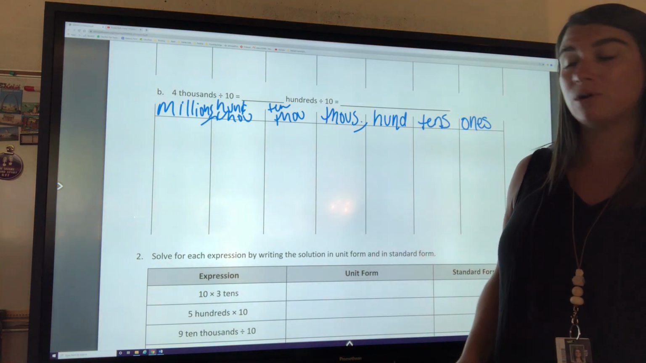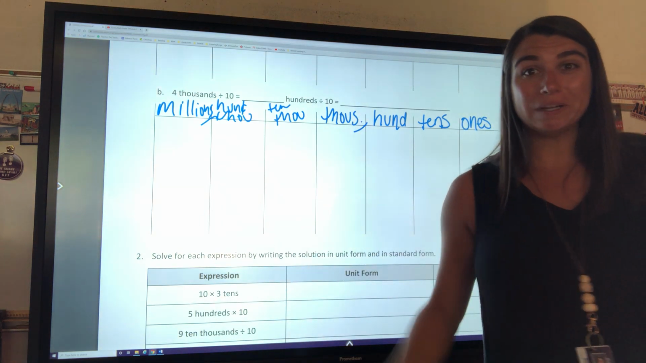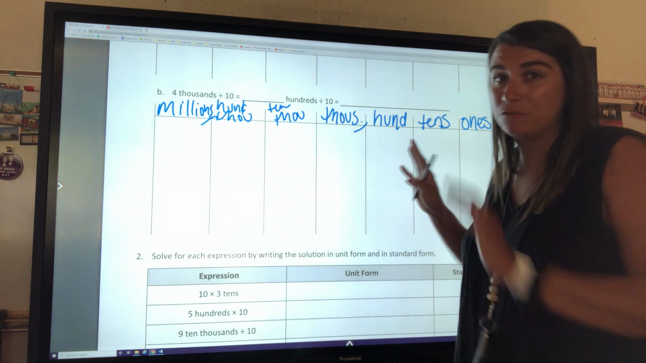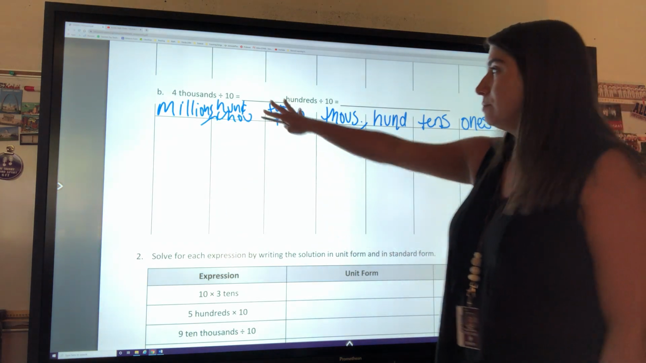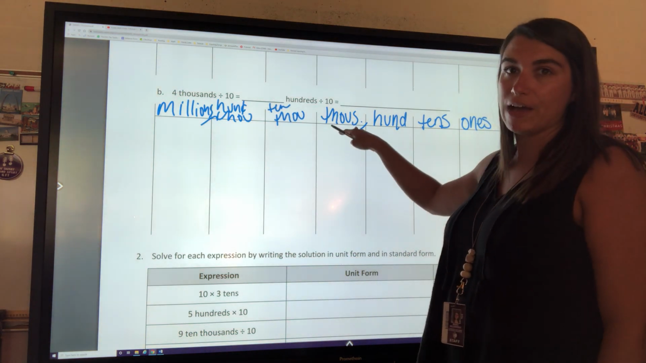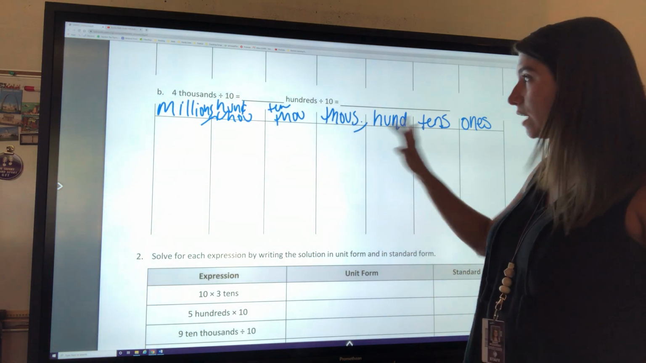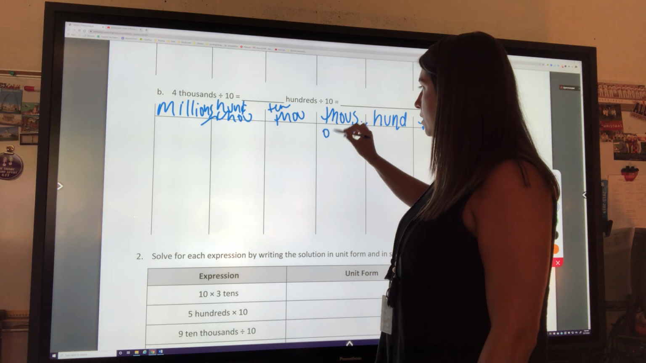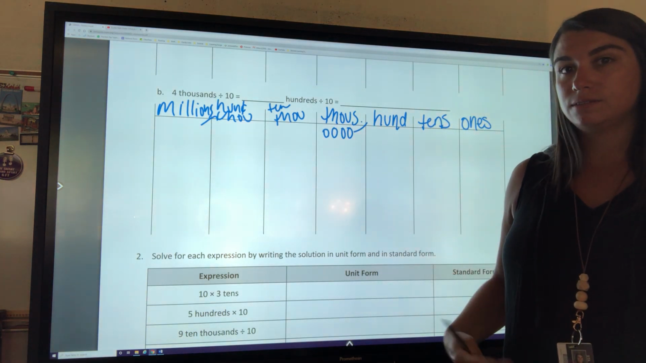All right, so this problem is 4 thousandths divided by 10. So we're going the opposite way down. Instead of moving them over and getting more, we're going to divide and get less. So I'm going to start with 4 thousandths. I'm going to write 4 thousandths on my place value chart. So find the thousands place and go ahead and write 4 dots there. 1, 2, 3, 4. So I have my 4 thousandths.